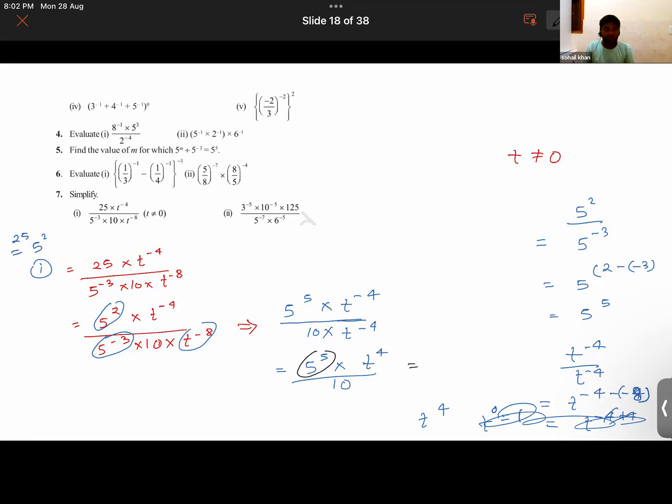So it is how much? 5 raised to the power 5 is 625. So 625 upon 10 into t raised to the power 4. Divide by 2. So that is now your answer, guys. Getting it?